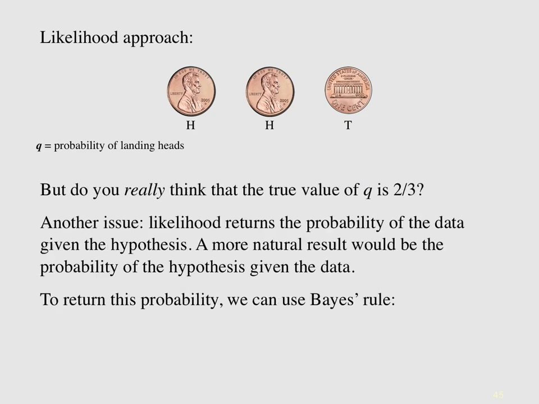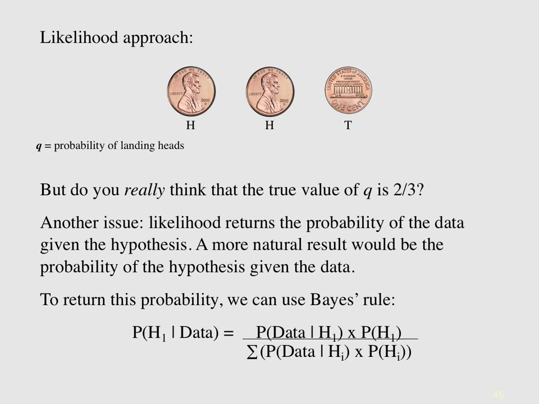To get that, we can use Bayes' rule. All right. So here's the formula for Bayes' rule. Okay. So the probability of the data given the hypothesis, what's that? Likelihood, right? The probability of the hypothesis. What's that? Prior. Prior, right. What does that mean? The knowledge we have. Right. What do we think we have?